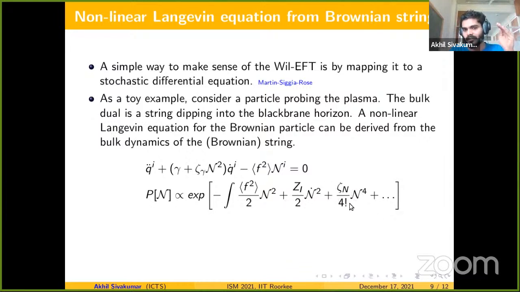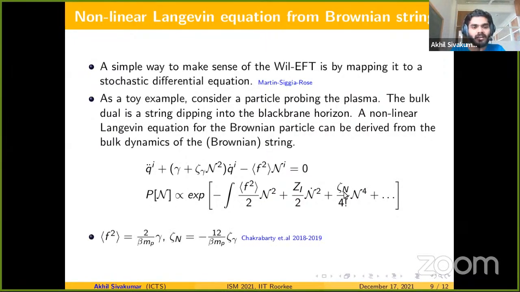There's mainly zeta n, which is a non-Gaussianity parameter, and then as in the familiar case, there's the usual fluctuation-dissipation relation, which relates f squared, the variance of the noisy force, with the drag. Now there are additional nonlinear fluctuation-dissipation relations, which relate the non-Gaussianity in the probability distribution to the nonlinearity in the dissipation. Right. So how do you go about doing this in the bulk?